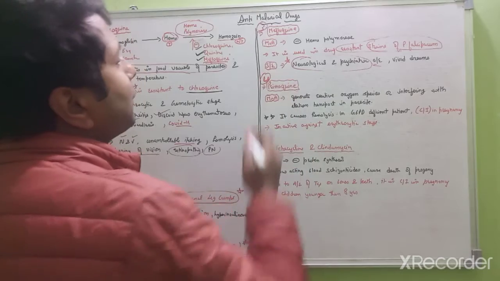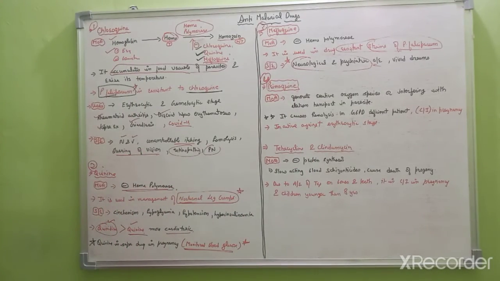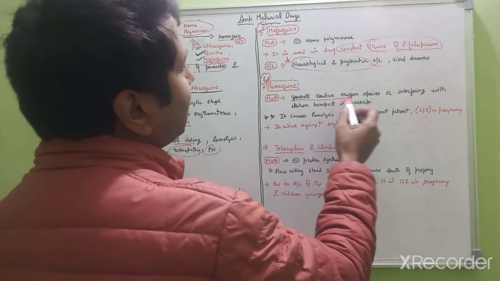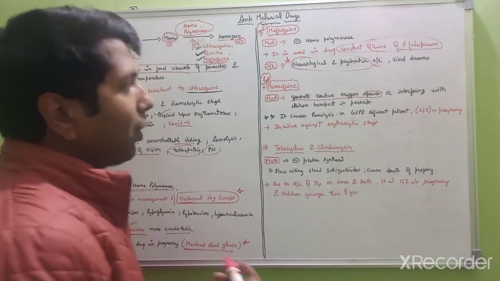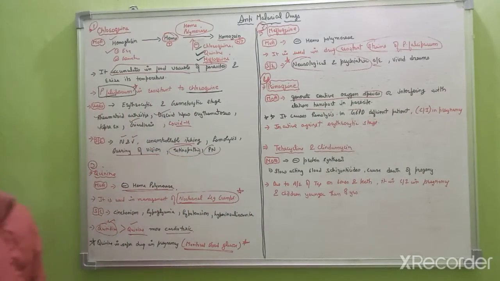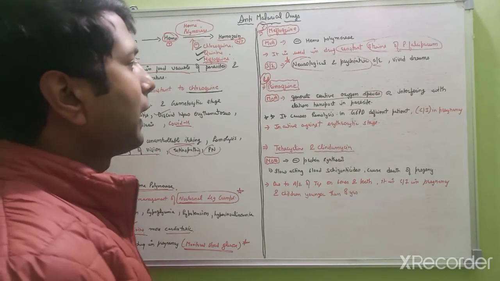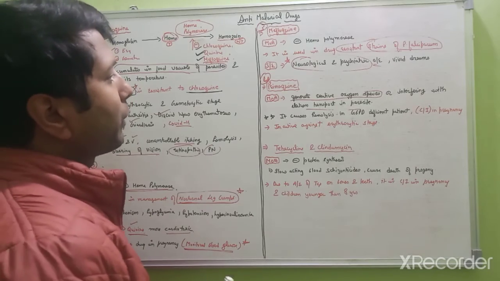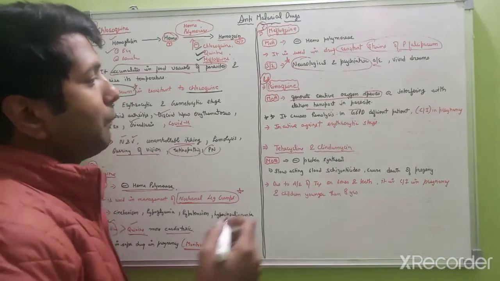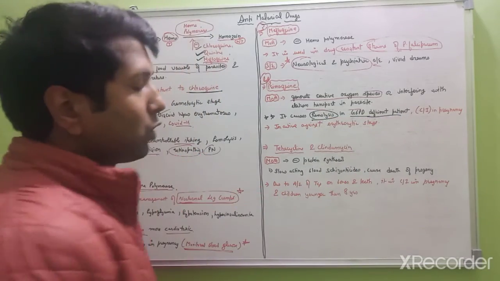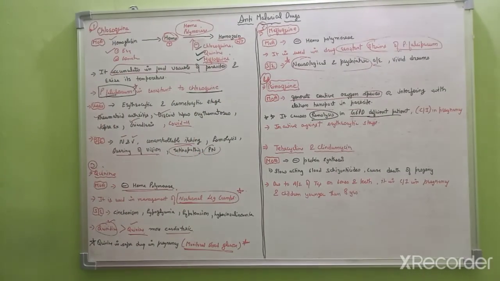The exact mechanism of this drug is not known yet, but one hypothesis is that it will generate reactive oxygen species or it will interfere with electron transport in the parasite, so that the parasite will not survive. Remember, a very important point for primaquine: it causes hemolysis in G6PD deficient patients, and it is contraindicated in pregnancy.